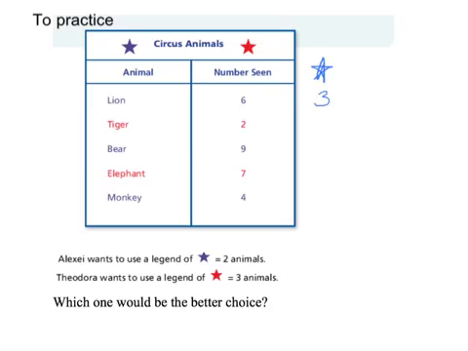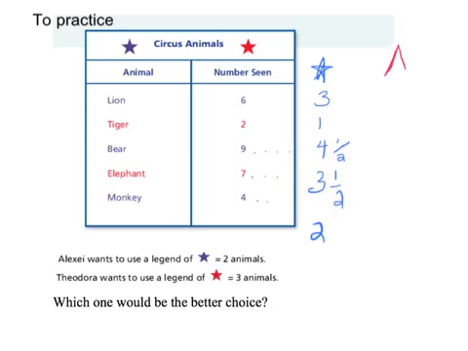For a tiger, we would need 1. For a bear, 2, 4, 6, 8, we would need 4. For 7, 2, 4, 6, we would need 3 and then a half. And for a monkey, 4, we would need 2. Okay, so that's not so bad.